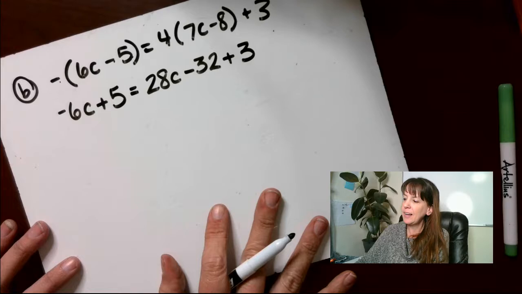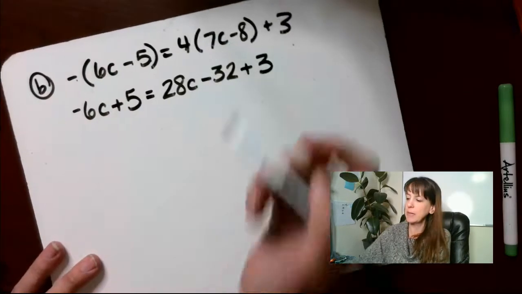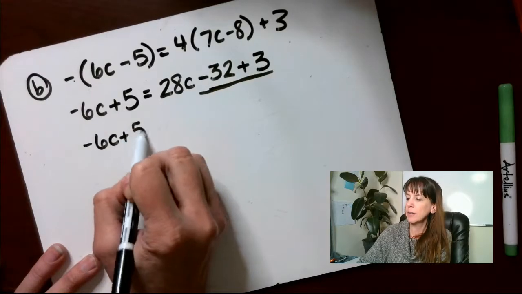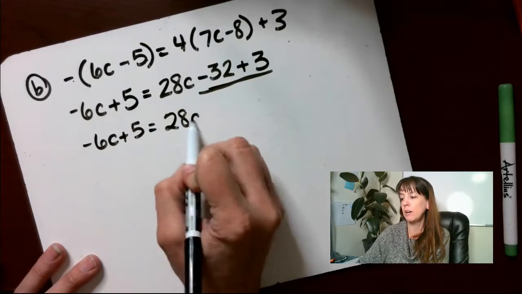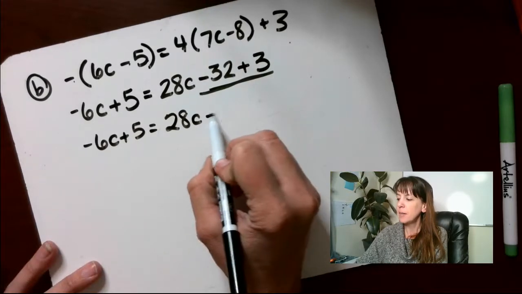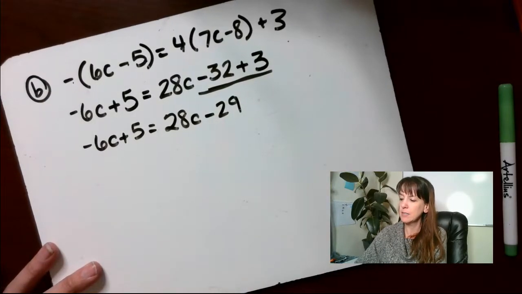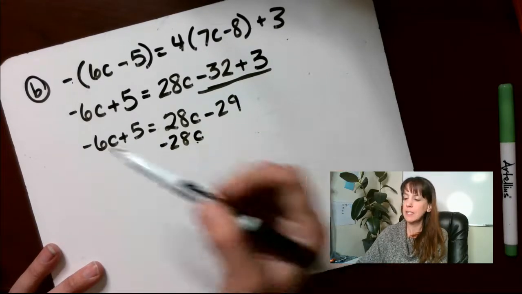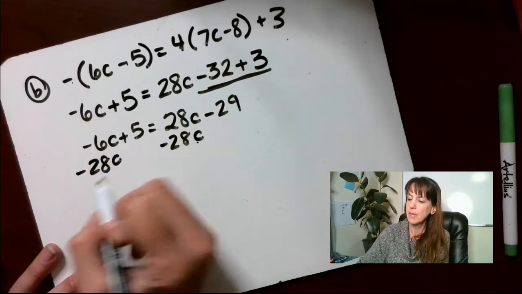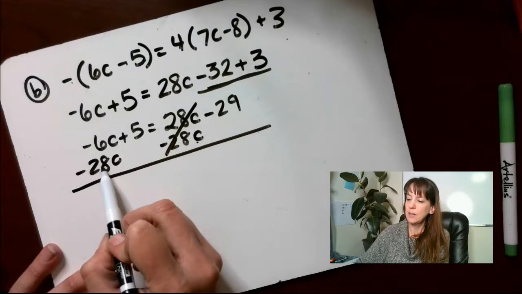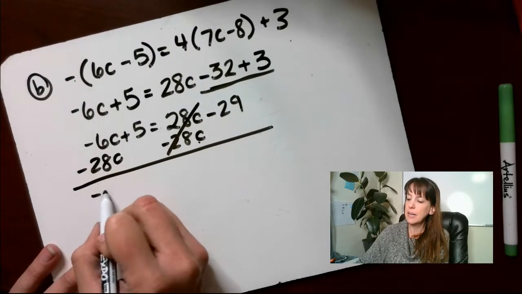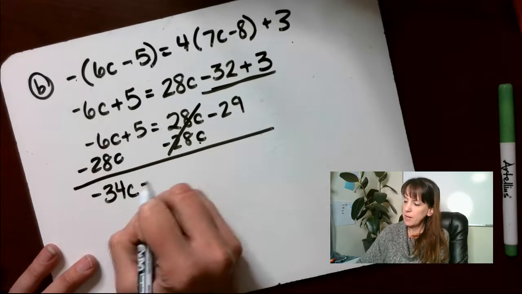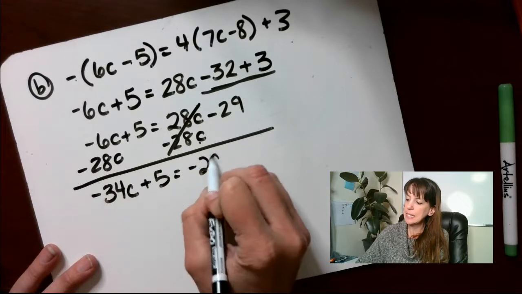So, good. Now we want to combine all of our like terms that we can. Like maybe let's combine these guys here. So I'm going to bring everything else down around it. This is what you need to be doing and showing your work on your homework, okay? Minus 29. So I'm going to move this 28C over. I'm going to do the opposite here, which means I need to do it over here. Cancel these guys out. That's going to give me negative 34C plus 5 equals negative 29.